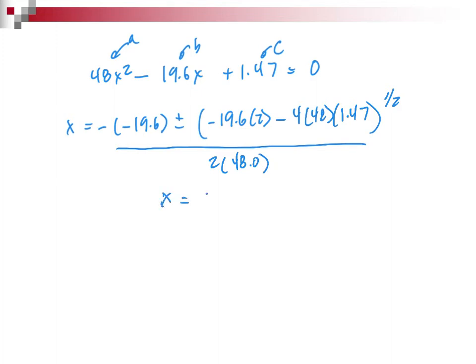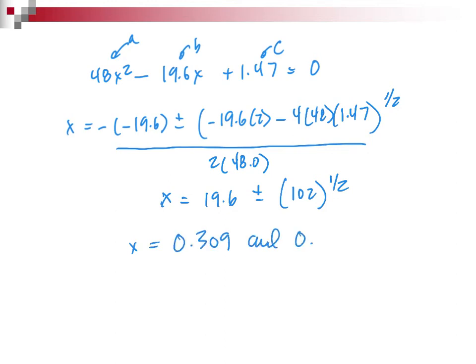X is going to be equal to 19.6 plus or minus the square root of 1/2. Now, when I solve for x, I get two answers, 0.309 and 0.099. Only one of these roots has a physical meaning. When you look at 0.309, that's greater than the 0.300 molar that we started with, so that cannot be a root. This is actually the root and the value for x for this problem.